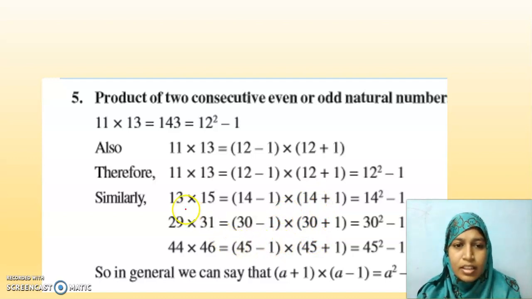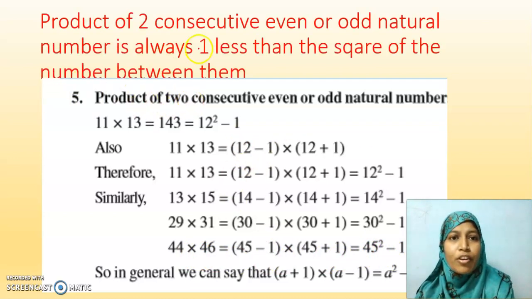Now if it is two even numbers, 44 and 46, instead of multiplying these two, I can write it in terms of square. What is the number between 44 and 46? 45. So 45 squared minus 1. Is it clear, my dear children? This is one more property: the product of two consecutive even or odd natural numbers is always 1 less than the square of the number between them.